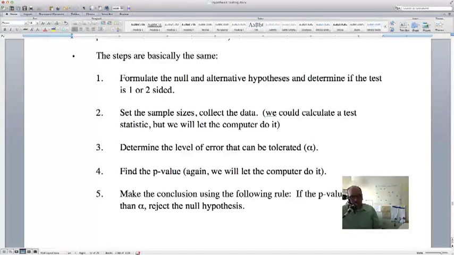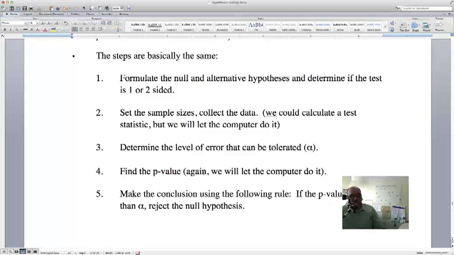Formulate the null and alternative hypothesis and determine if the test is one or two-sided. Set the sample size and collect the data. And we're going to calculate a test statistic, but the computer's just going to do it for us. So we've got to find a sample and collect some data. Determine the level of error. So this is our alpha, step 3.